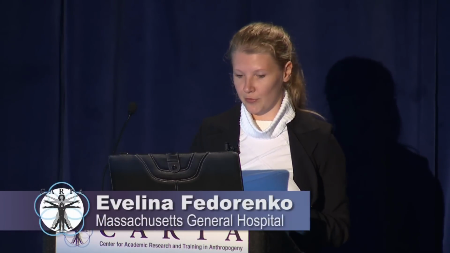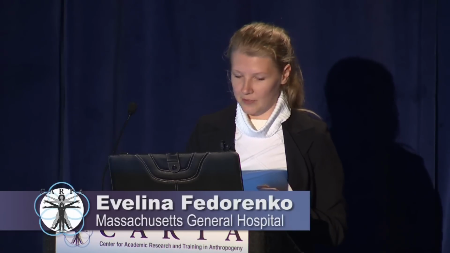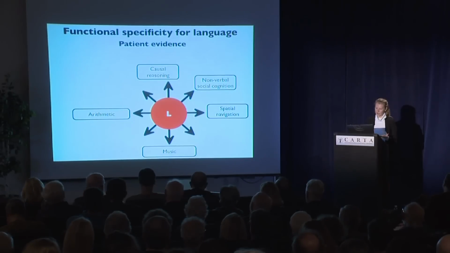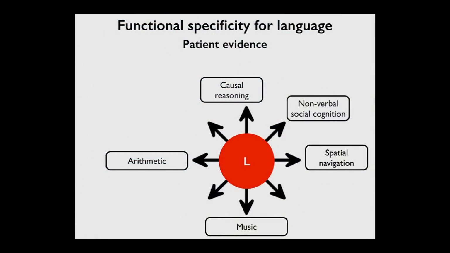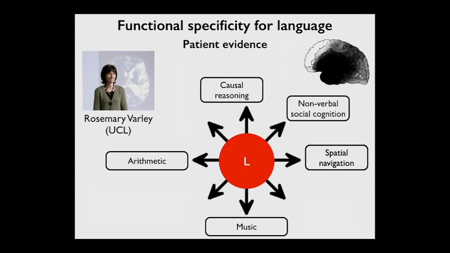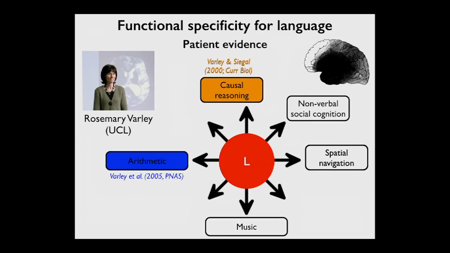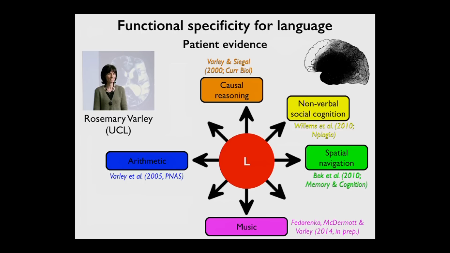Okay, so as I mentioned, a complementary approach for addressing questions about language specificity and relationship to other mental functions is to examine cognitive abilities in individuals who lack a properly functioning language system. Most telling are cases of global aphasia. This is a severe disorder which affects pretty much the entire frontotemporal language system, typically due to a large stroke in the middle cerebral artery, and leads to profound deficits in comprehension and production. Rosemary Varley at UCL has been studying this population for a few years now, and with her colleagues, she has shown that these patients seem to have preserved abilities across many domains. She showed that they have intact arithmetic abilities, they can reason causally, they have good nonverbal social skills, they can navigate in the world, they can perceive music, and so on and so forth. Of course, these findings are consistent with the kind of picture that emerges in our work in fMRI.